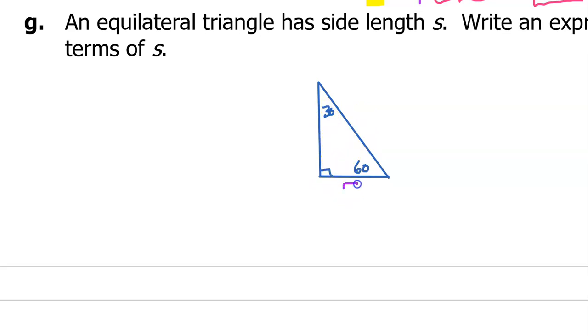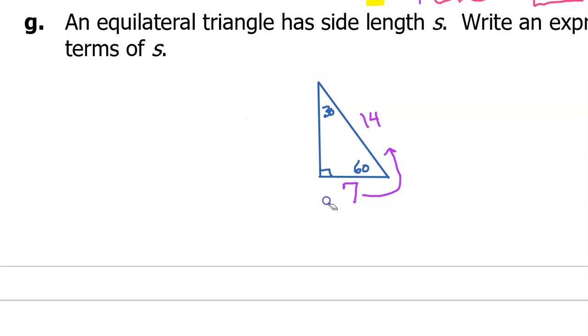Let's make up a number and say that the short leg was 7. Given the short leg, we can easily find the hypotenuse and the long leg. The hypotenuse is always double the short leg, so this would be 14. The long leg is always the short leg times radical 3. This is a shortcut. If you ever forget this, you can always use the Pythagorean theorem, but it's easier if you remember this pattern.